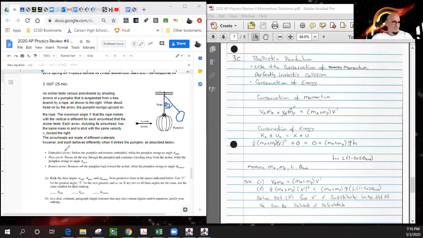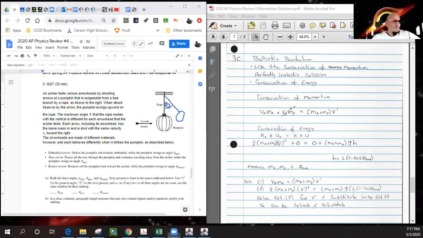So the embedded arrow strikes the pumpkin, remains embedded. The passing arrow passes all the way through the pumpkin and continues traveling away from the archer while the pumpkin swings to a new angle. Bounced arrow bounces off the pumpkin back toward the archer while the pumpkin swings to a new angle. So it says here in number 1, rank the 3 angles, theta embedded, theta passing, and theta bouncing from greatest to the least. Greatest to least here.